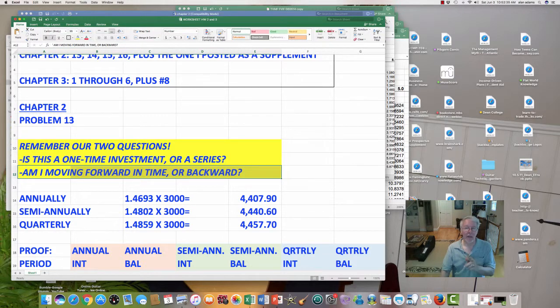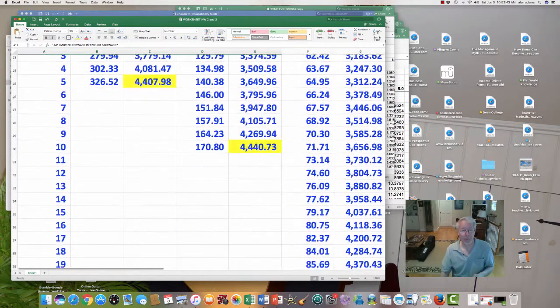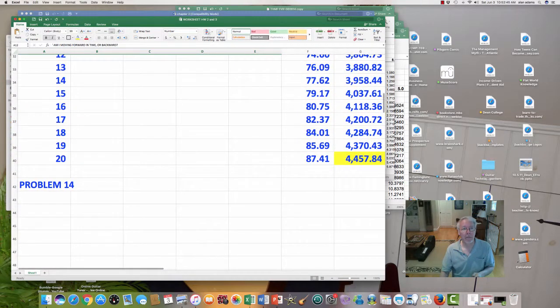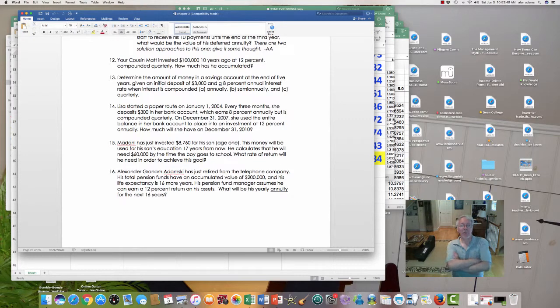Table 3 for the first half of this problem. The second half, you've got to be careful. Make sure you read it, okay? So it says on December 31st, 2007. Stop right there. You're going to do the first half of this problem from January 1 of 2004 through the end of 2007.